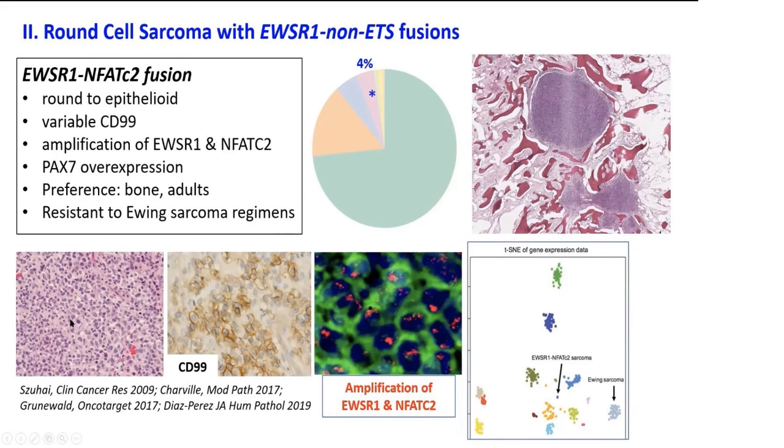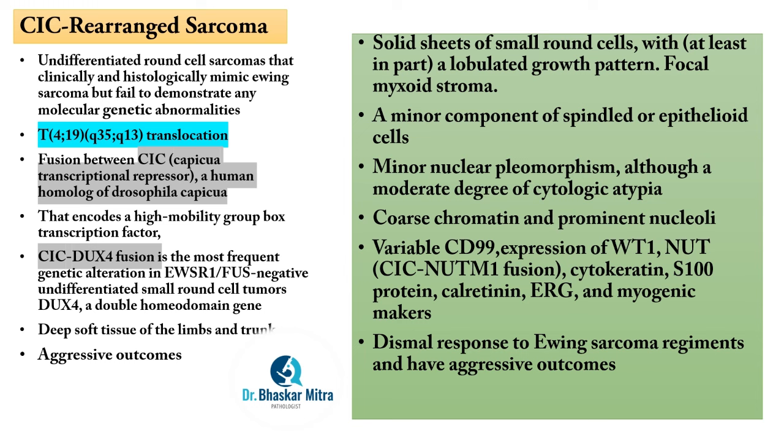So first of all, these tumor cells have a round to variable epithelioid morphology. They have CD99 positivity and PAX7 overexpression among these tumor cells. And they usually resist the normal Ewing sarcoma regimens of chemotherapy. So it is very important to identify this group of tumors. These cases usually don't come with NKX2.2 positivity. Next come the CIC rearranged sarcomas.